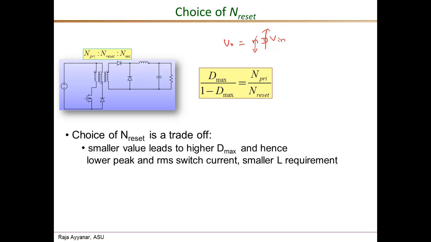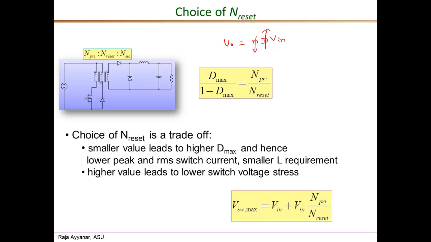And also we'll see when we look at the design of the forward converter, which is actually identical to that of a buck converter, having larger D requires a smaller value of inductance L for a given ripple requirement. Okay, so those are the advantages of having a smaller value of L. But the disadvantage is that it leads to a higher switch voltage, or alternatively a higher value of N reset results in lower switch voltage stress.